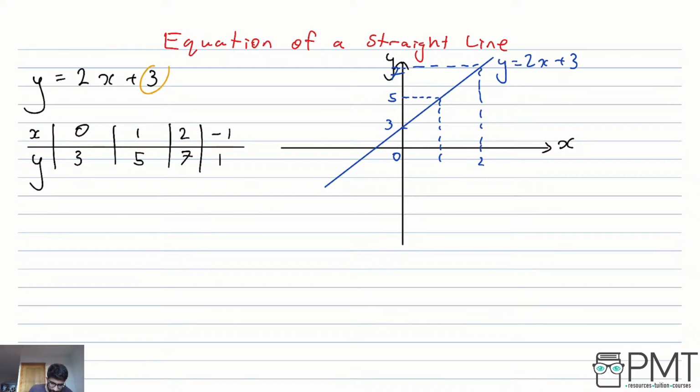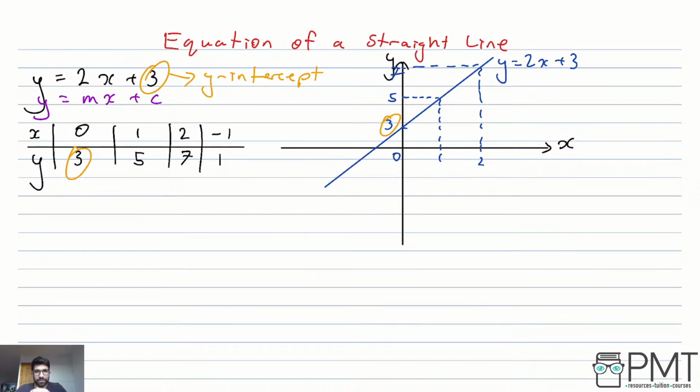So the 3 there is going to be the y-intercept. You can see that the 3 is the y value there. It's the value of y when x is 0. That's called the y-intercept. So that's where the line cuts the y-axis. So when you have the standard form of y equals mx plus c, the c is always going to be the y-intercept. So that's the 3 that we have in the equation.